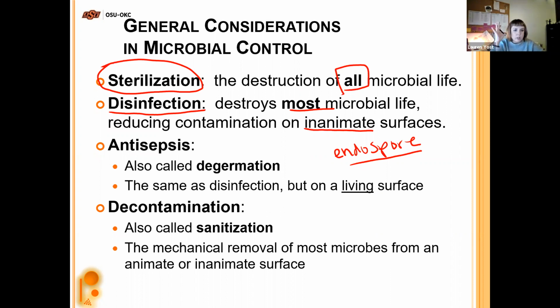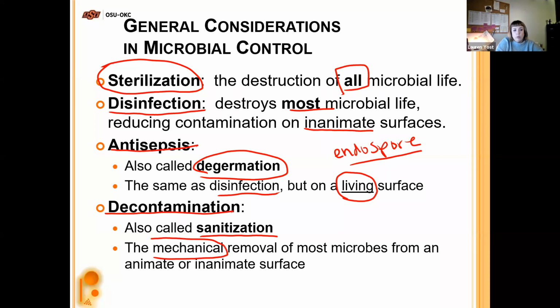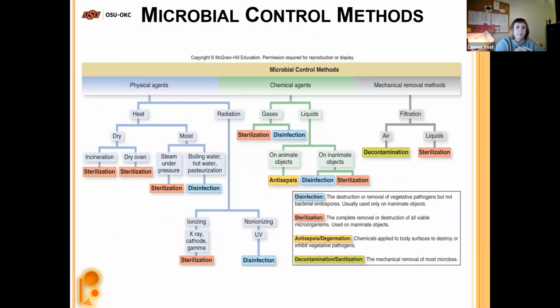Okay. So disinfection, inanimate surfaces. Antisepsis, let's call this degermination. I'm probably not going to ask you about degermination. But it's the same thing as disinfection, but it's on living surfaces. Then we have decontamination. Decontamination is just sanitization, making something sanitary. So that's going to be a mechanical removal of most of the microbes from an animate or inanimate surface. So if we're talking about chemical removal of something, that would not necessarily be decontamination. We're talking about mechanical here. We're going to talk about what that is in a moment.